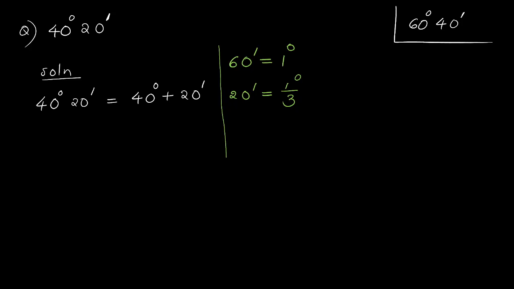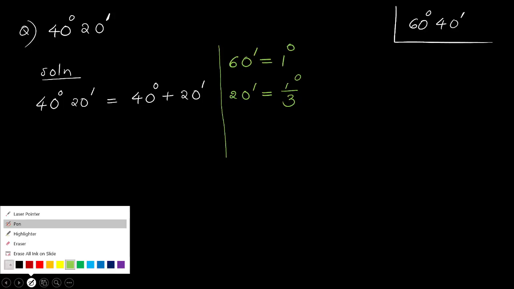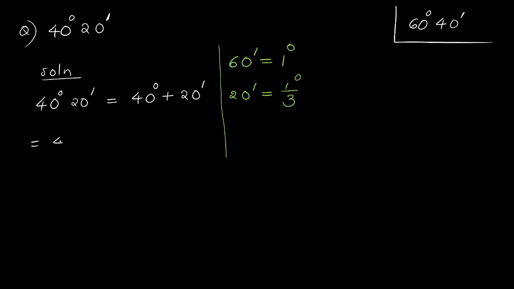All of you clear? Rakshana, you understood? Yes, sir. So 40 degree plus 20 minutes is 1 by 3 degree. Understood? 20 minutes is 1 by 3 degree. Add them: 40 into 3 is 120, plus 1. That step is clear. 121 by 3 degree.